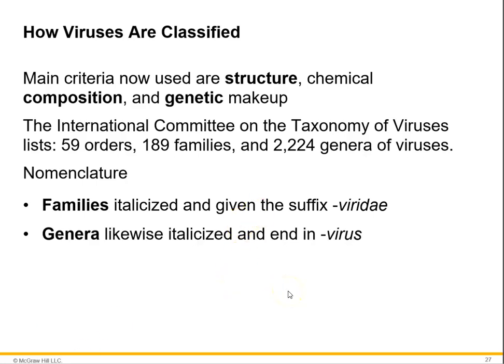Okay, so how are viruses classified? Well, just know that it's complicated, okay? They use structure, chemical composition, and the genetics of the virus to classify them. And we put them into families and genera, okay? So families are going to end with Viridae, and then the genus is going to end in virus.